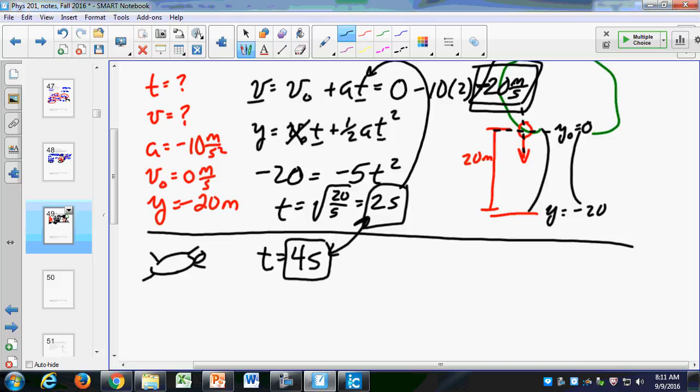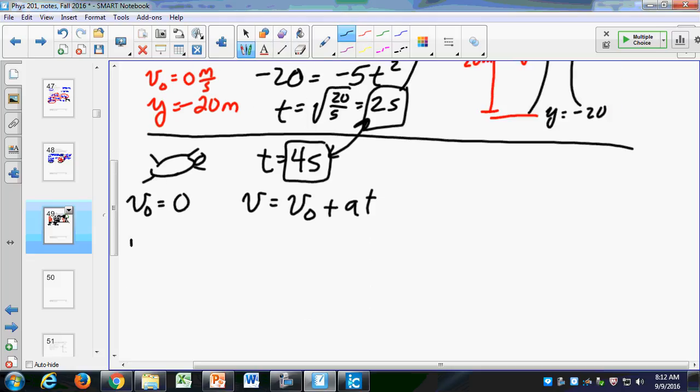Okay? We could probably just say, well, I know the answer has to be this and this. Might not have that right off, but let's see what the answers are. So first, let's find the speed. V equals V naught plus AT. His initial velocity is equal to 0. His acceleration is equal to negative 10.